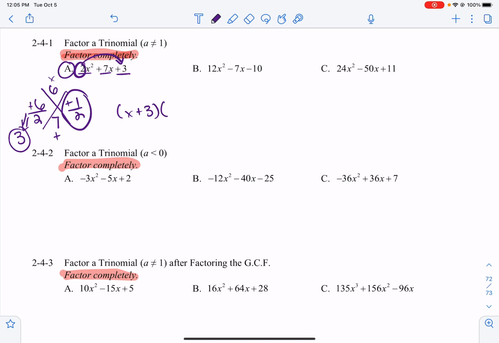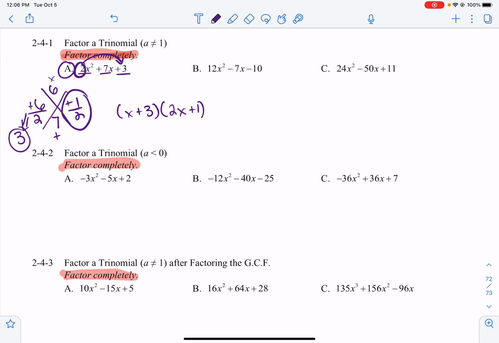So I take that 2 on the bottom, and it moves to the front of the x. And the 1, the numerator, stays after the plus. So x plus 3, 2x plus 1. The denominator goes in front of the x. The numerator comes after the x. All right?